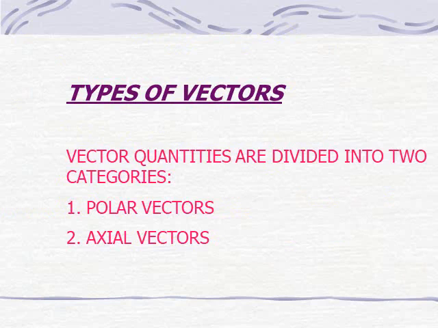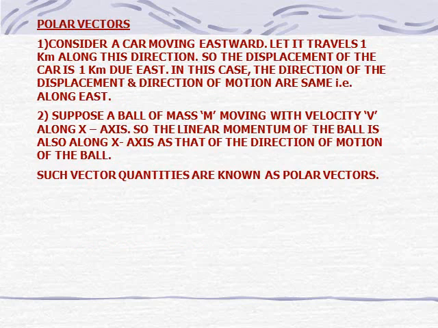The vector quantities are divided into two categories, polar vectors and axial vectors. Consider an example that a car is moving eastwards and let it travel 1 kilometer along this direction. So the displacement of the car is 1 kilometer due east, or you can say 1 kilometer towards east. In this case, the direction of displacement and direction of motion are the same, that is along east.